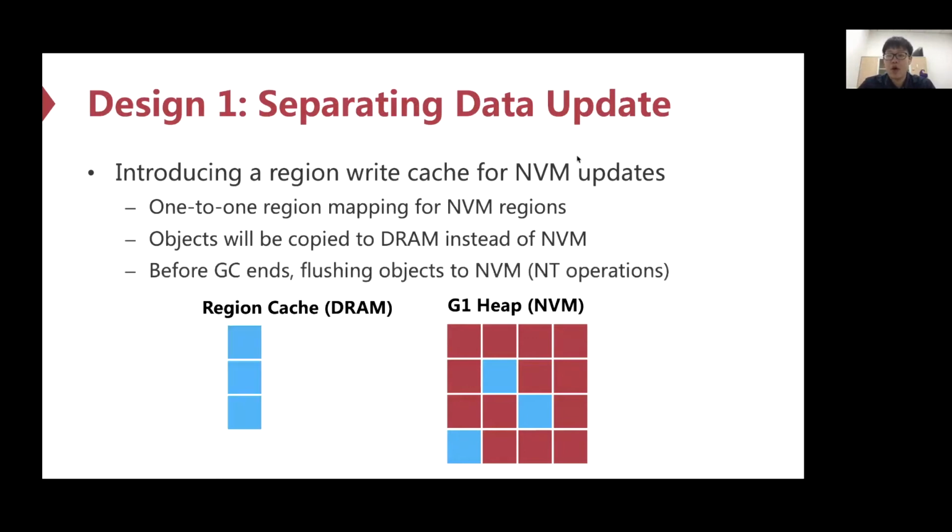Before GC ends, all live objects will be contained in the region cache. At that time, those objects will be flushed to NVM. Note that we also use non-temporal instructions, because it's NVM friendly and it can maximize the NVM bandwidth.